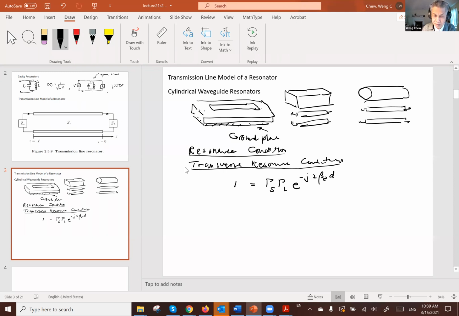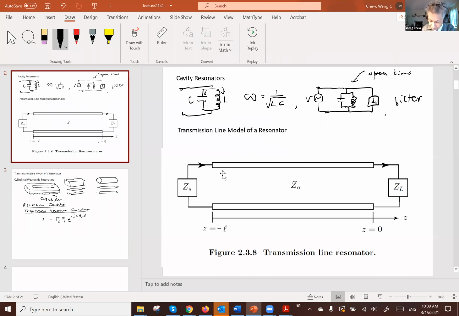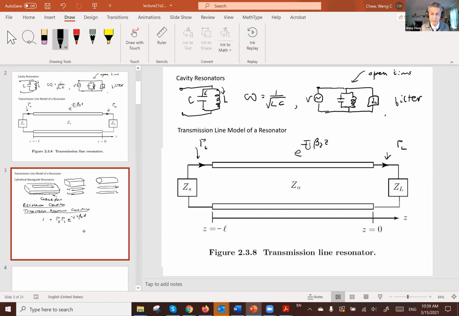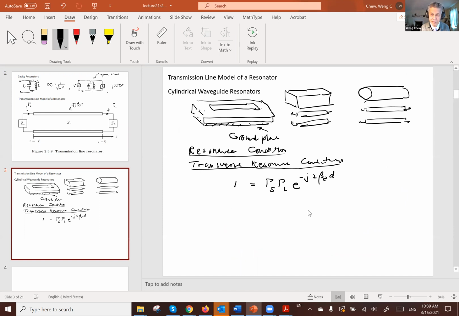Okay, so this transverse resonance condition is very much like what you have learned before, where gamma L and gamma S are the reflection coefficients at these two ends. This end we will have gamma L, this end we will have gamma S. Those are the two reflection coefficients, and then the wave is assumed to propagate back and forth with a phase velocity related to beta Z. Okay? So you can intuitively write down the resonance condition for this wave to sustain itself without being canceled out.